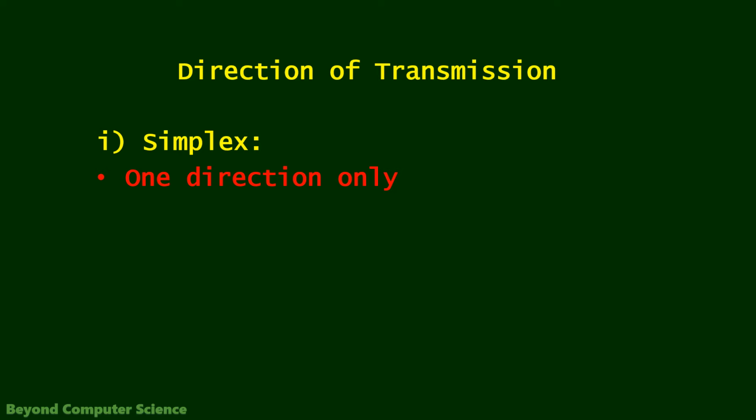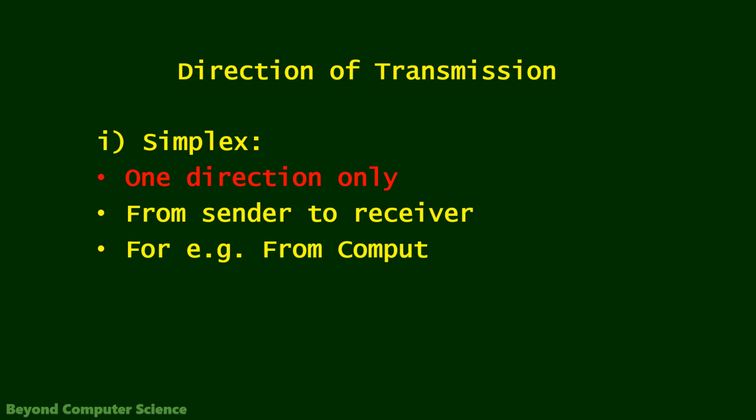For example, the television transmission. What happens in television? Your television is receiving the broadcast transmission and it is always receiving. You are never transmitting something using your television. From sender to receiver, for example, from computer to printer. So this is another example. From computer to printer, you are always sending data from your computer to printer for the printing purposes, but printer never sends some data into your computer.